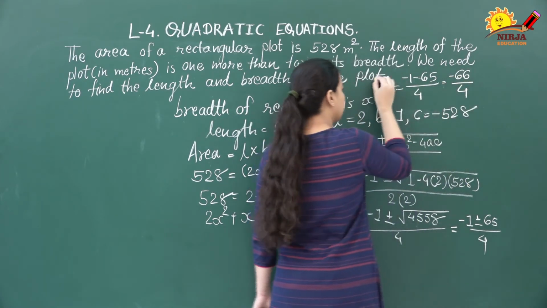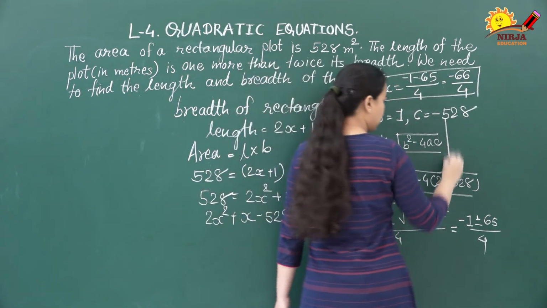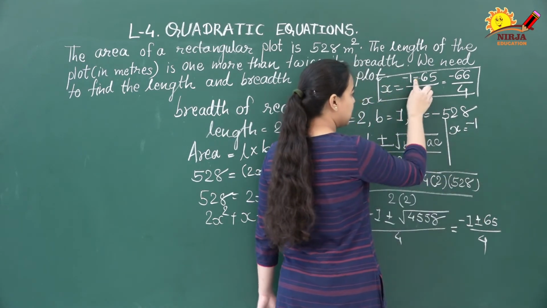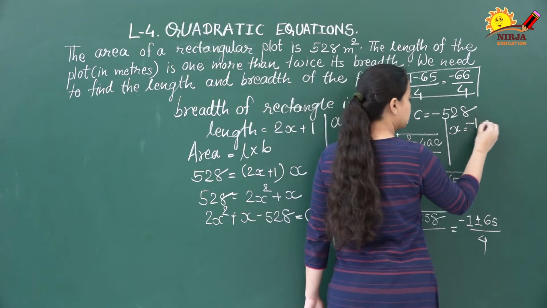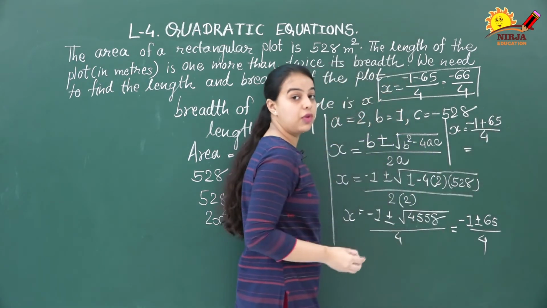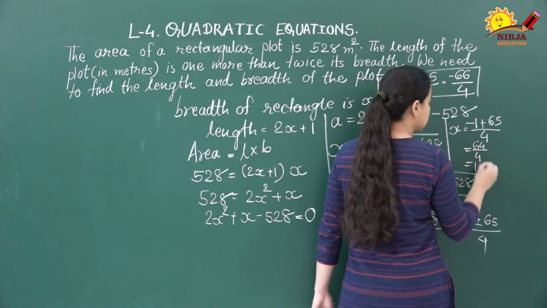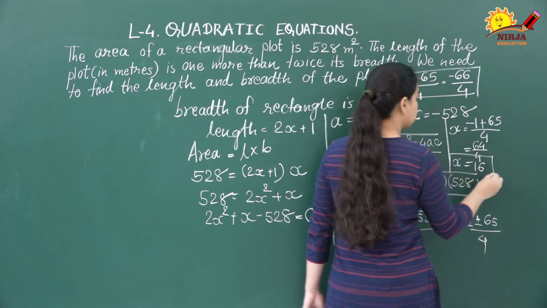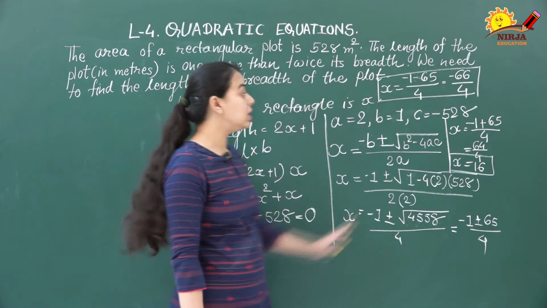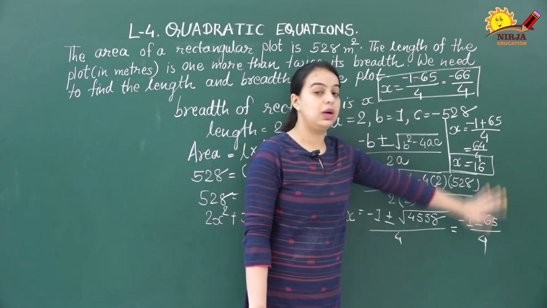So one value we got over here. Now let's go for the next. We can also write x is equal to minus 1. Now already minus we have taken, we are going to take plus. Minus 1 plus 65 upon 4. Minus 1 plus 65, it is 64. 64 upon 4, it is 16. So x is equal to 16. So here we got two solutions of the given quadratic equation. One is x is equal to minus 66 upon 4 and x is equal to 16.